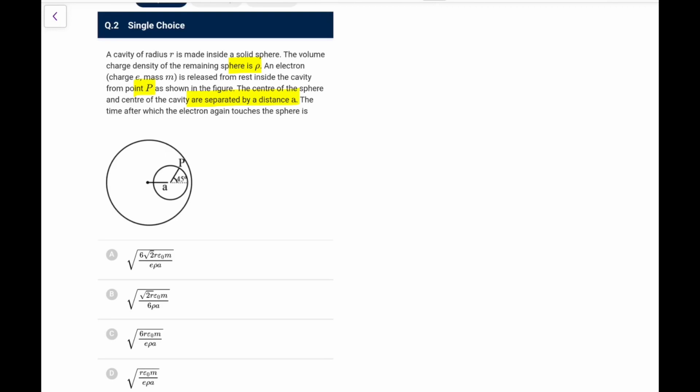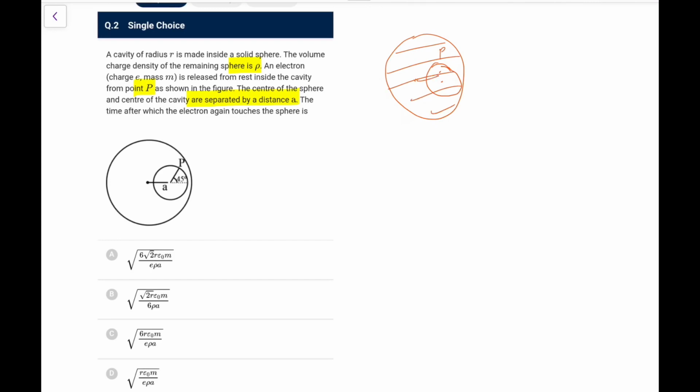Now here, first of all, you need to remember that inside this cavity the field will remain constant. And what was that field? Let me derive it again for you. You must have done this in your coaching material, but let me have it. Let's say this is the center. So consider any point, let's say P or Q. First let's assume complete is filled.